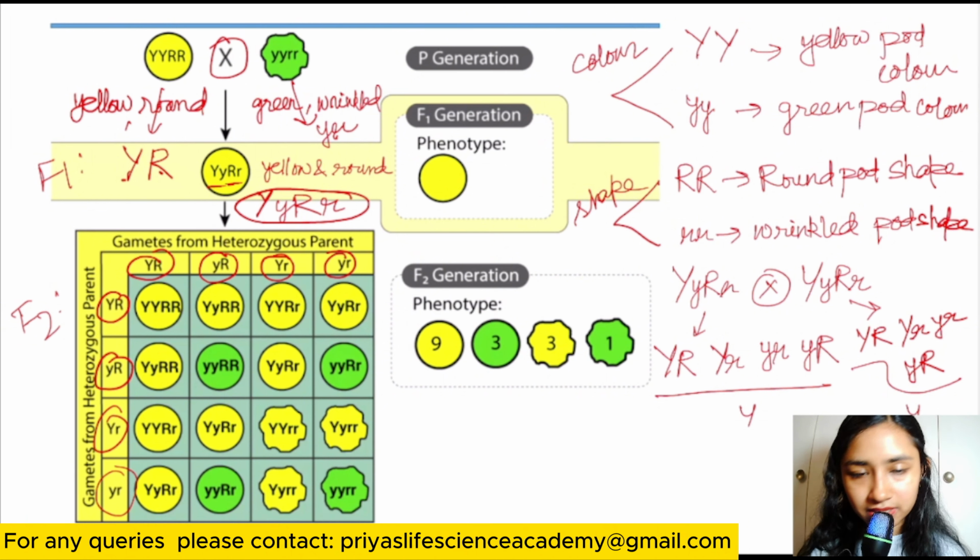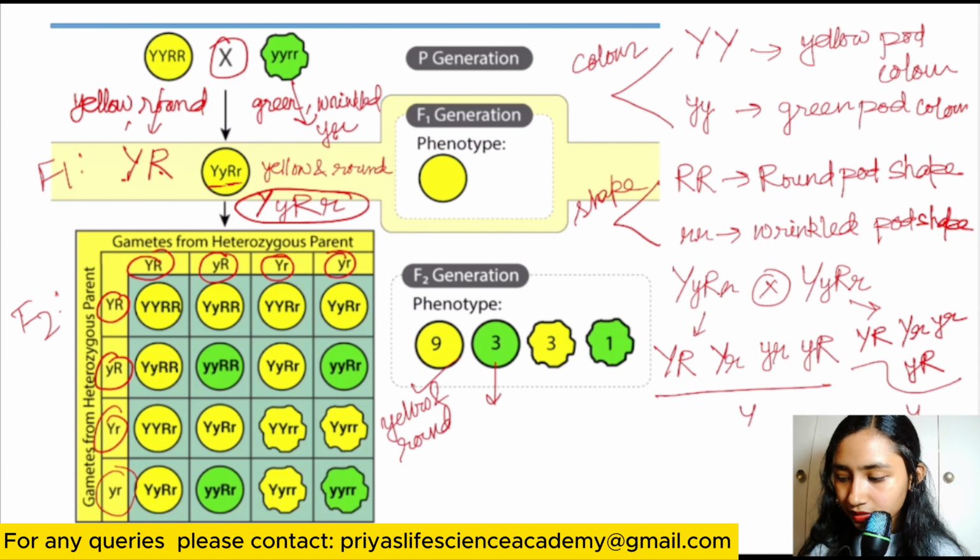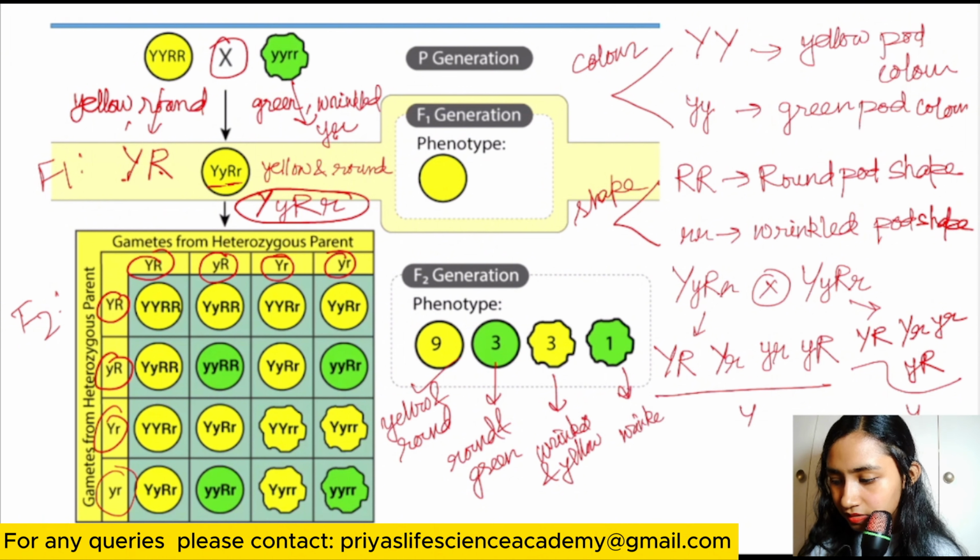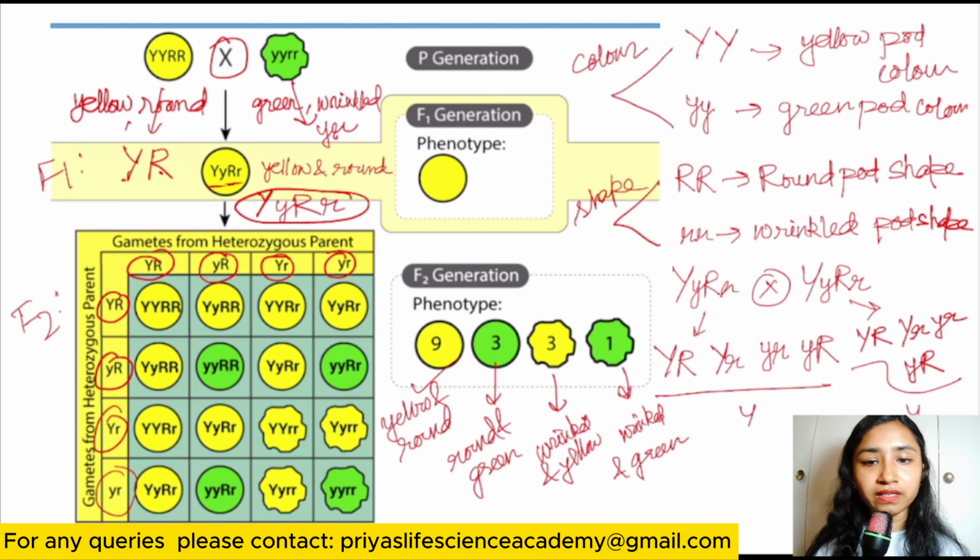And when 4 gametes from each parent are producing offspring, you can get this type of phenotype. That is, 9 will be round and yellow, 3 will be round and green, 3 will be wrinkled and yellow, 1 will be wrinkled and green.